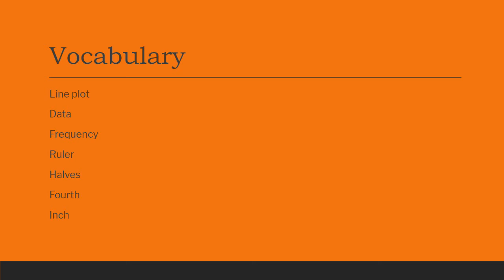Our vocabulary for this lesson is line plot, data, frequency, ruler, halves, fourth, and inch. Some of these terms may be familiar to you, and some may be new. A line plot is just another type of graph that can display data. Data, again, is just another term for information. Frequency is a new term. Frequency is the amount of time you see an object or a number. So how often do you see it? What is the frequency of the data? A ruler is a tool that can be used to measure objects. Halves, fourth, and inch will be forms of measurements as far as this lesson goes.